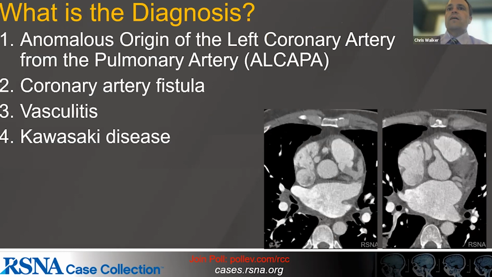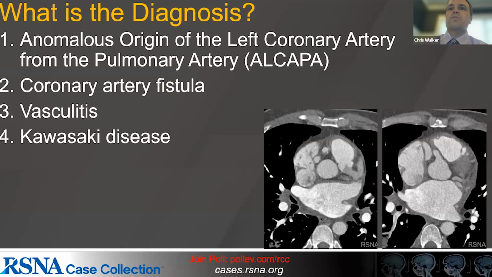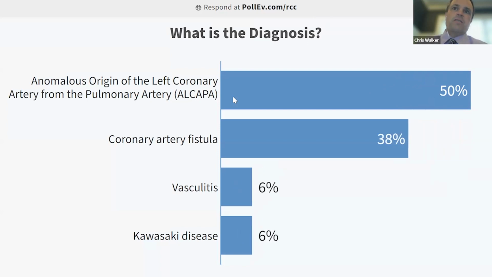So what is the most likely diagnosis? We can trigger the poll. Is this an anomalous origin of the left coronary artery from the pulmonary artery, also known as ALCAPA, a coronary artery fistula, vasculitis, or a case of Kawasaki disease? I'll give you guys a few seconds to think about that and look at the images. Let's go to the poll. So most people are between ALCAPA and a coronary artery fistula.